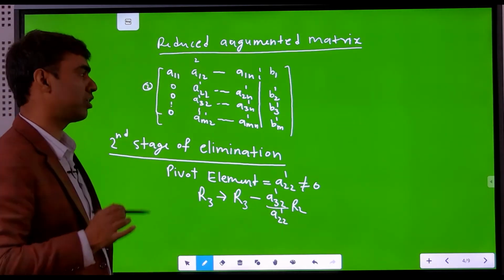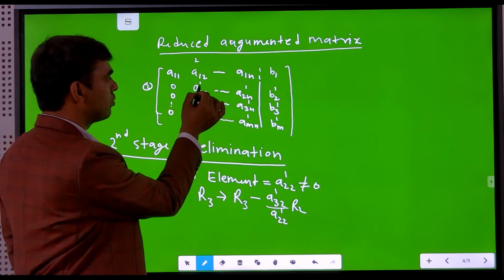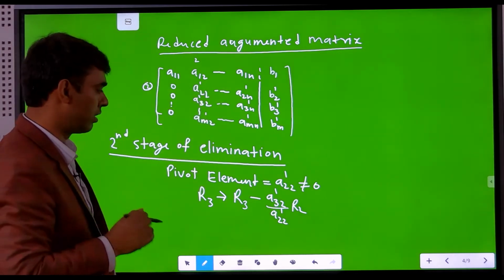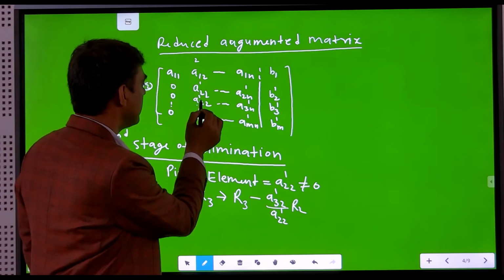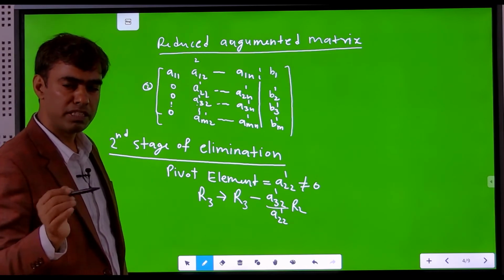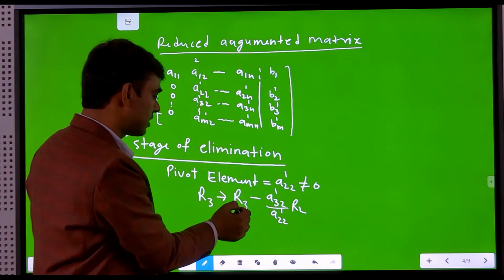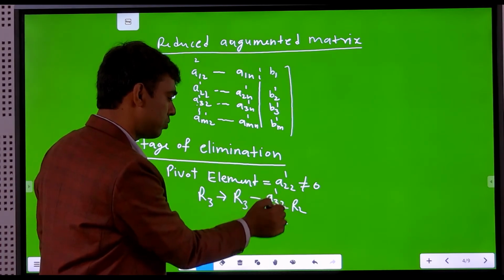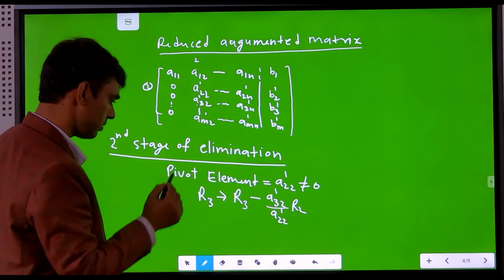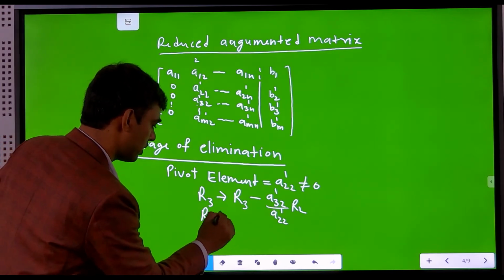In the reduced augmented matrix, first we divide the second row by A22 dash, so the pivot element is converted into a 1. Then we multiply by the coefficient A dash 32, and the augmented matrix becomes such that the pivot element becomes A32 dash. When we subtract from the third row the multiplication of A32 dash upon A22 dash times R2, this element becomes 0. In a similar manner, we perform the row operation on the fourth row.